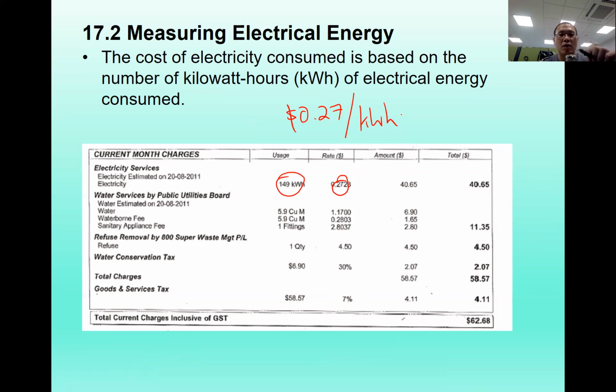When we talk about the rate, the cost of electrical energy is always given in kilowatt hour. So how do you get the total amount, $40.65? I'll just multiply these two, because I know 1 kilowatt hour is 27 cents. So 149 kilowatt hours is a simple rate ratio formula from primary school mathematics. I'll just multiply them and get 40.65. This is how we look at your electricity bill, how we are charged.